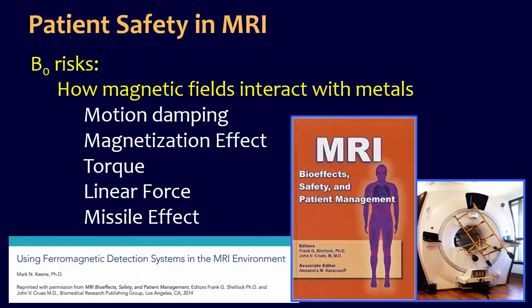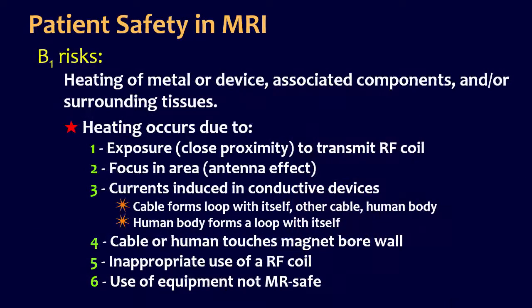One thing I have to call your attention to: I'm the editor for the SMRT home study, and Dr. Frank Shellock and Dr. John Crues kindly allowed us to use some of the chapters from this book in a recent home study. One of them was on ferromagnetic detection devices, which I know lots of people have different opinions about. But interestingly enough, this one chapter taught me more about B0 risk than I've known in my entire experience in MR. So if you have a chance to get a hold of either the SMRT home study or this book and read that chapter, it really was an eye-opener for me. It gave me some additional information about which came first.